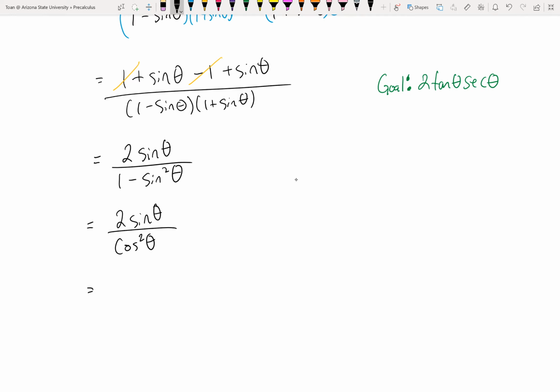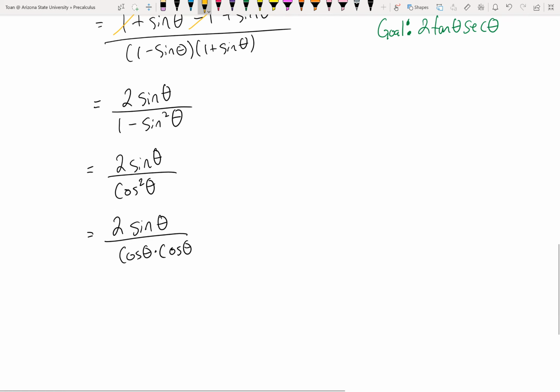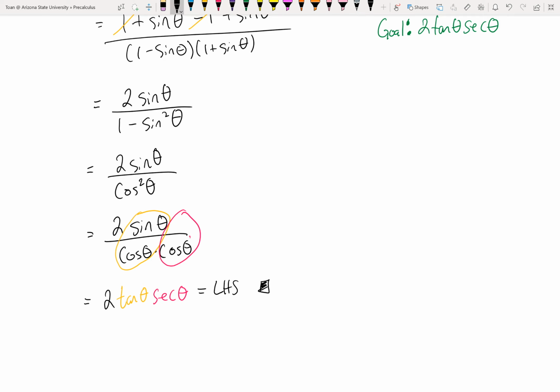So just use the definition of squared. I know that squared means something multiplied by itself, right? Well, there we go. We're basically done. Sine over cosine, we know is tangent, and we should know that a cosine in the denominator, which is the reciprocal, is a secant. So this equals 2 times tangent, and this gives us the secant, which is the left-hand side, the left-hand side. We are done with the proof.